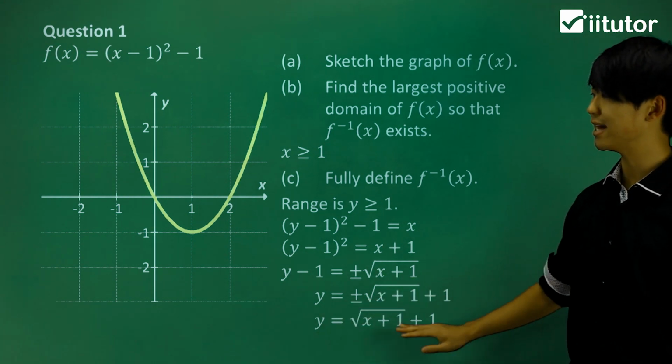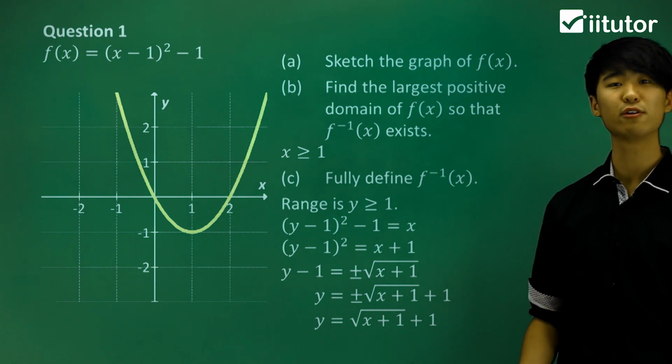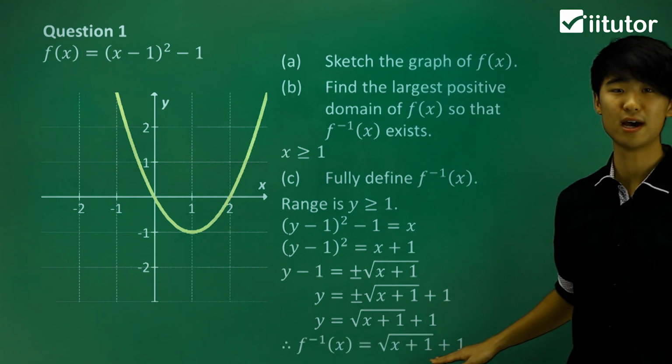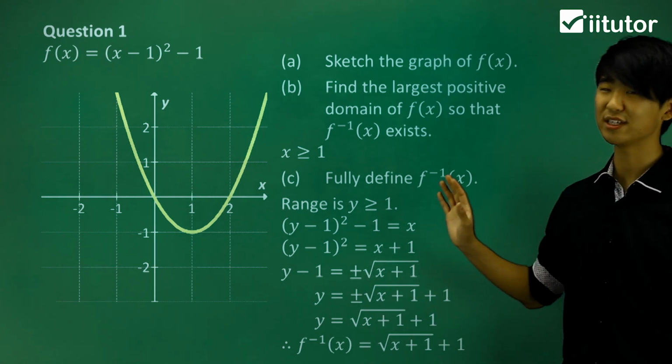So y is equal to that. This is the equation of my inverse function. To fully answer the question, I want to rewrite it like this: f inverse of x is equal to the square root of x plus 1, plus 1. So that's how we answer this question.